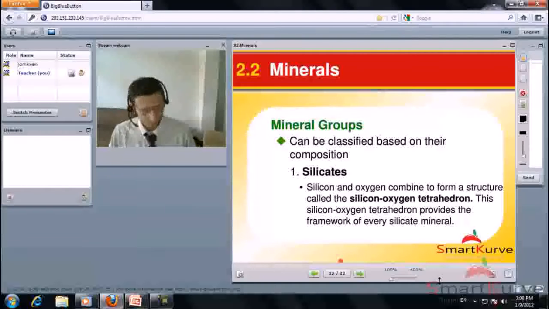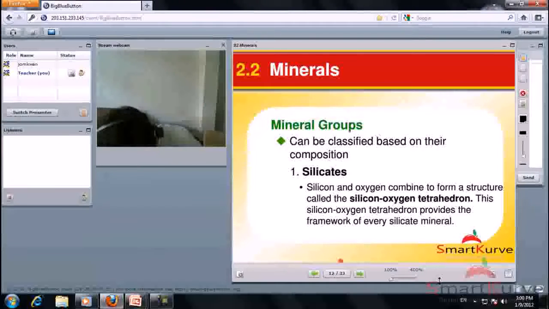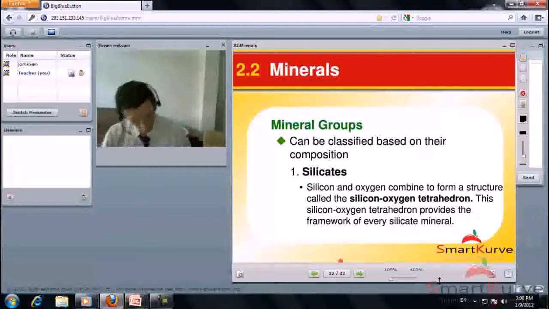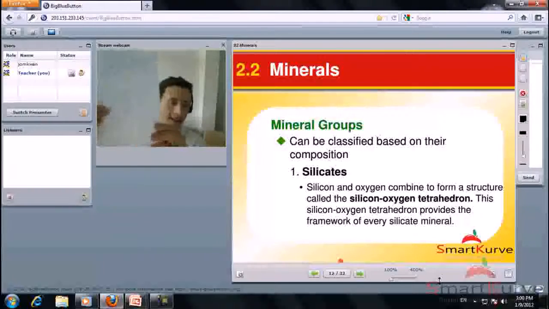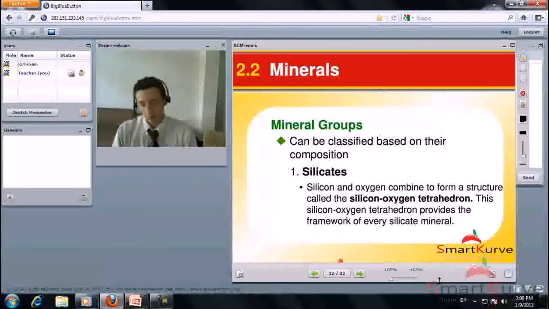I'm going to draw you a quick picture of what a tetrahedron might look like. Yeah, a structure like this. Imagine 4 triangles together. One's making 4 triangles. A tetrahedron. All right. This silicon-oxygen tetrahedron provides the framework for every silicate mineral.